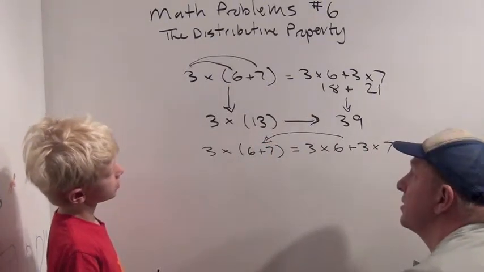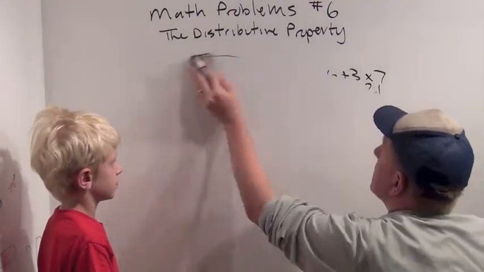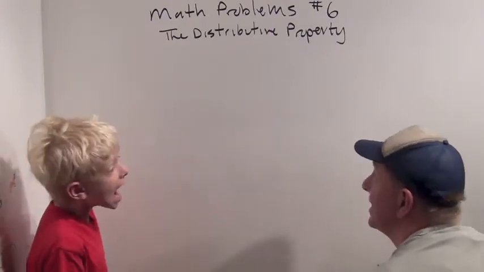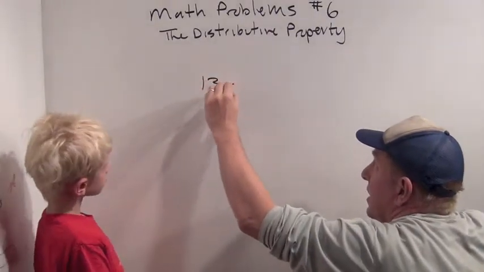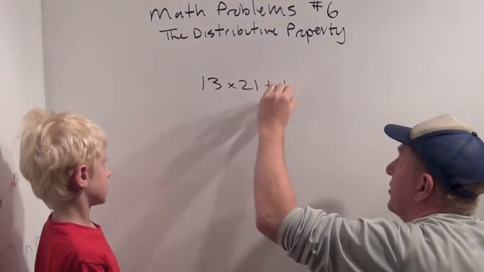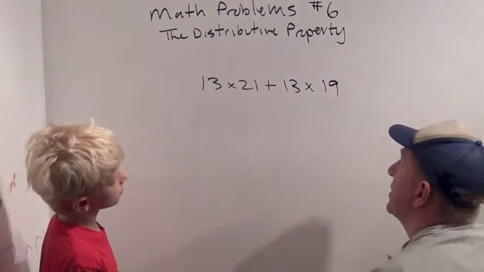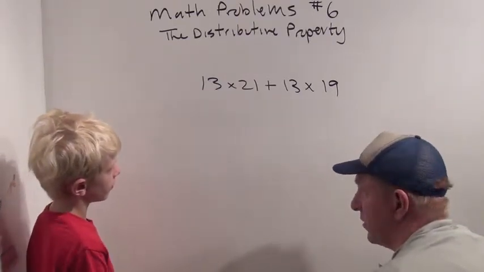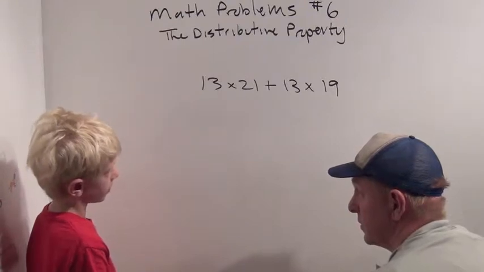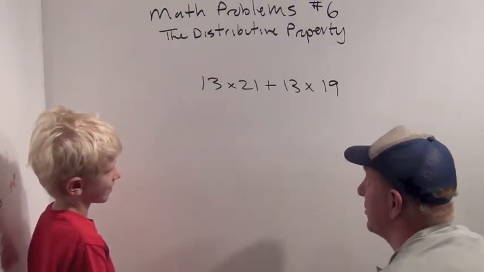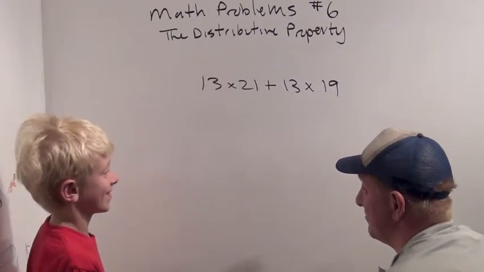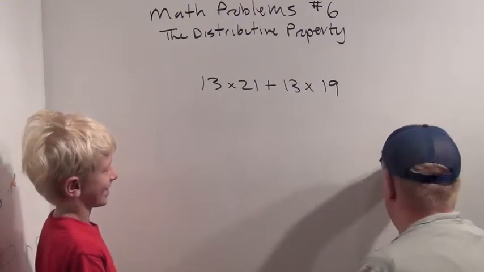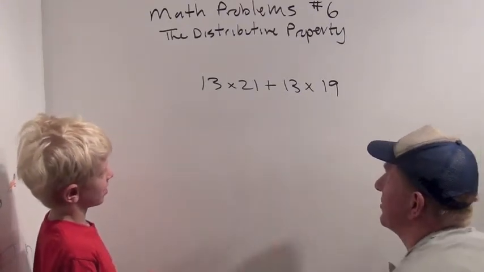Want to see an example of that? Okay. Let's do the following problem. 13 times 21 plus 13 times 19. Do you know what 13 times 21 is? Do you have it memorized? Didn't I ask you to memorize your 13s all the way up to multiplying by 21? Okay, well, what about 13 times 19?